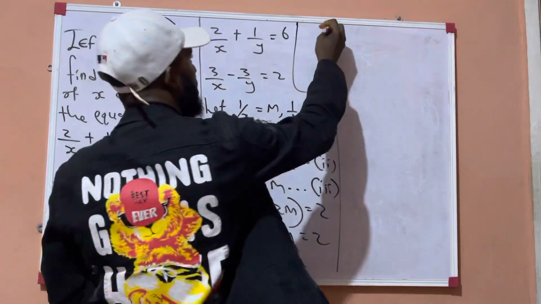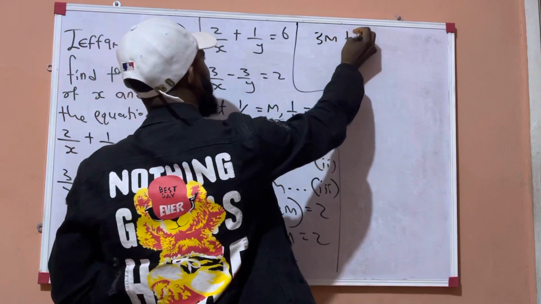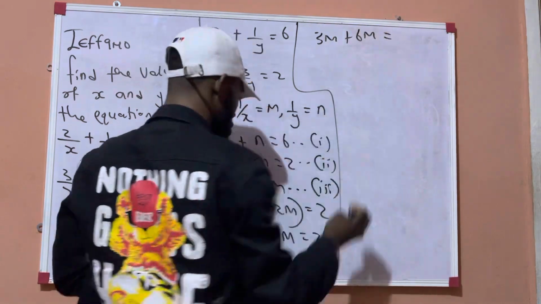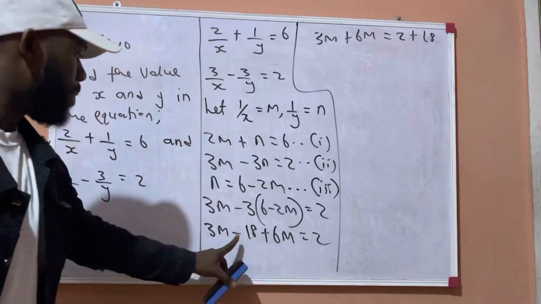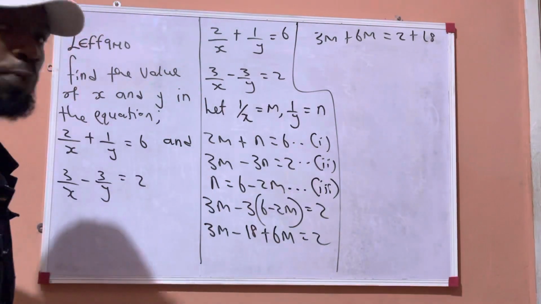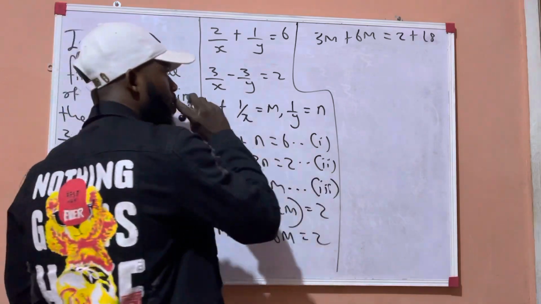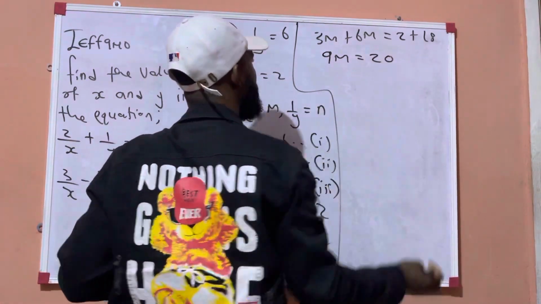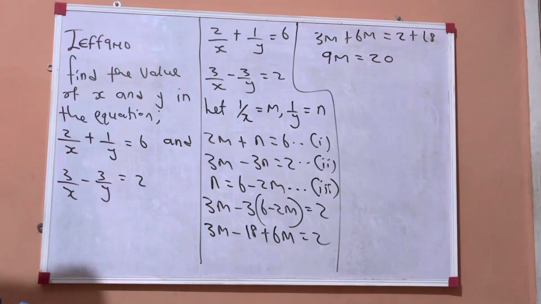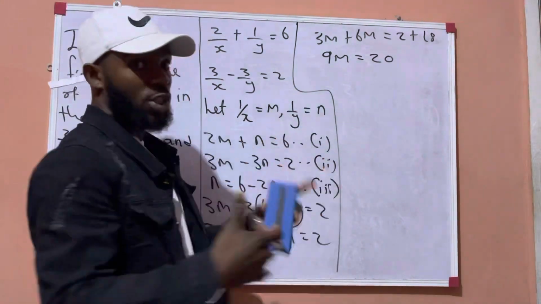3m plus 6m is equal to 2 plus 18. Because why? When minus 18 crosses the equality, it becomes plus. So right now, 3m plus 6m gives me 9m is equal to 2 plus 18 gives me 20. Now, finding the value of m, we have to make m the subject of the formula.